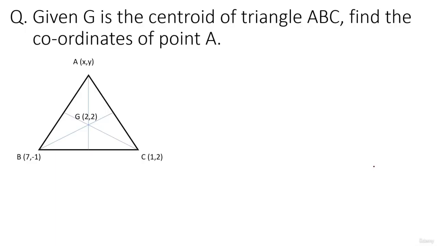Question: given G is a centroid of triangle ABC, find the coordinates of point A. Very simple, guys. We know that the coordinates of the centroid are the arithmetic means. So take the arithmetic mean of all the three coordinates: x plus 7 plus 1 divided by 3. This should be the x coordinate of the centroid, isn't it? And for the y coordinates, y minus 1 plus 2 divided by 3 equals 2, right? So this is nothing but x plus 8 equals 6.